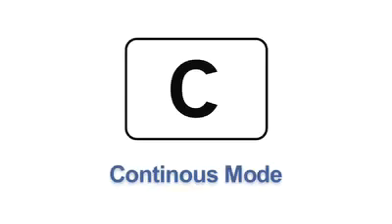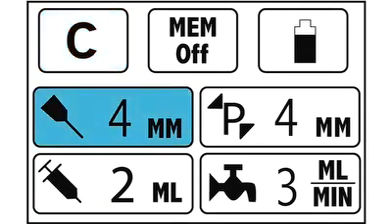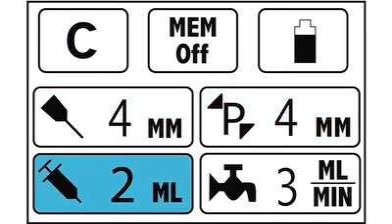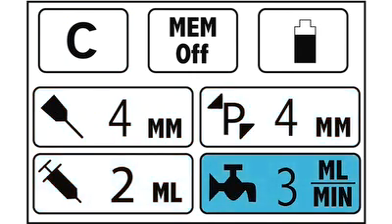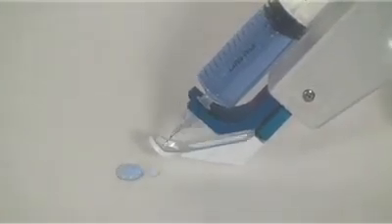When this symbol is selected, you are in continuous injection mode. You have then the possibility to modify the following parameters: needle size, penetration depth, syringe type, injection speed from 3 to 10 ml per minute. Keep the trigger pressed on during all the time of the injection.